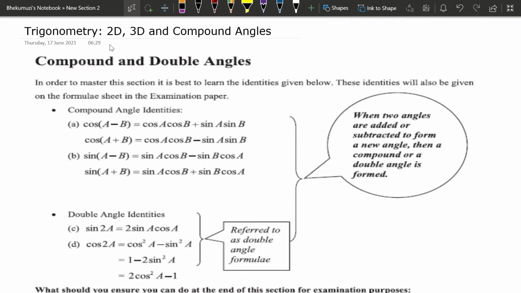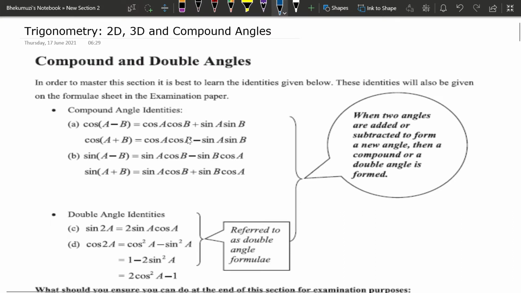Okay, so here we're going to start off by just talking about compound angles, and compound angles go hand in hand with what we call double angles. So it's impossible for me to separate them, right? So when we talk about compound angles, this is what we're talking about. Now, the best way to go about this particular section is that you need to know the formulae. You need to understand the formulae, meaning that you need to know your compound angles as they are.